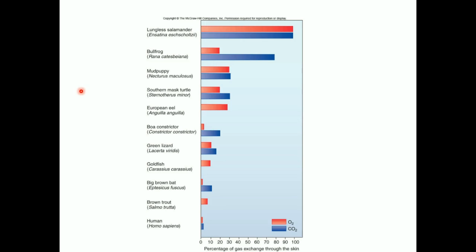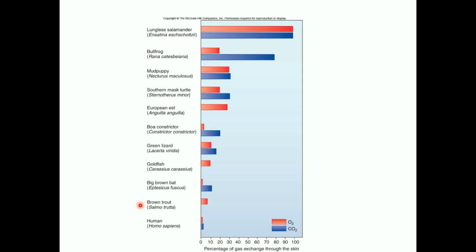Here we have a group of amphibians, starting with lungless salamanders, bullfrog, mud puppy, which is a type of salamander or newt, turtle, eel. Okay, now turtle is obviously not an amphibian anymore. That's a reptile. The eel is a fish. Boa constrictor, which is another reptile. Green lizard, goldfish, another fish. The big brown bat.